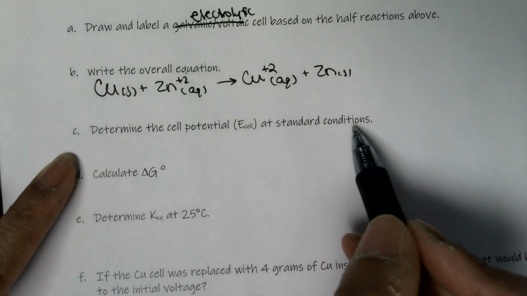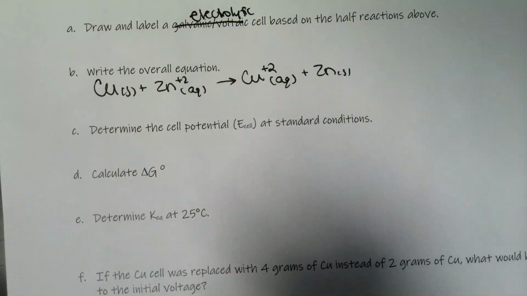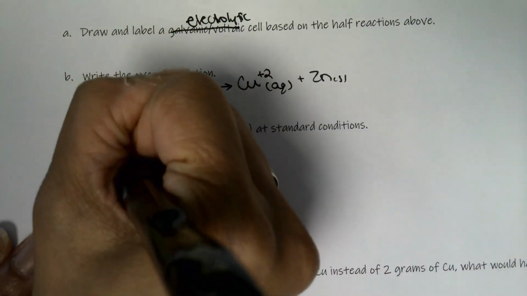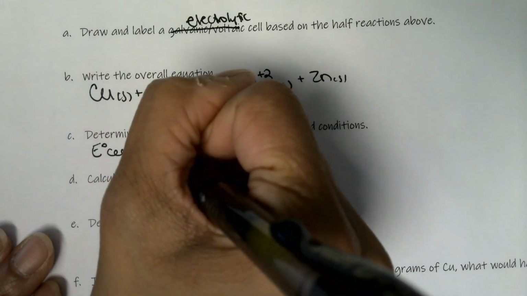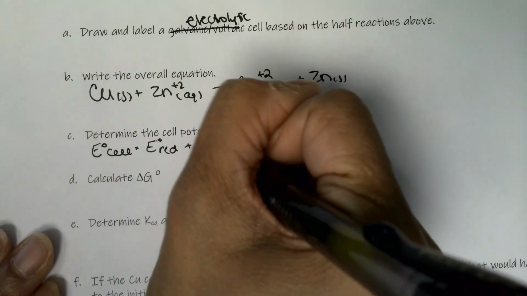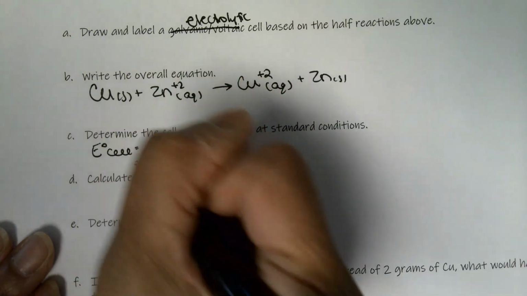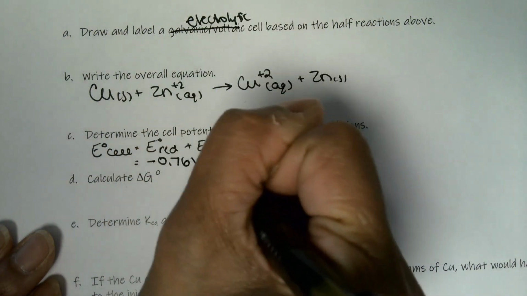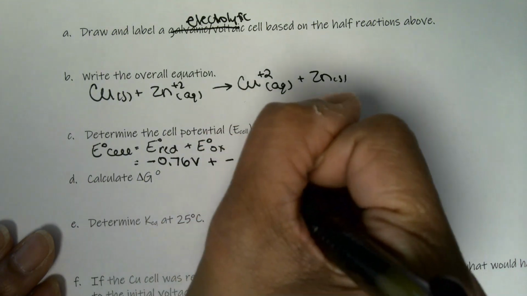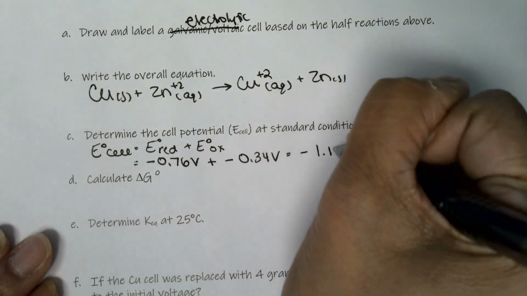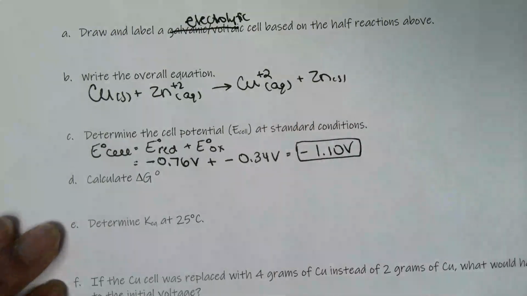Proceed, determine the cell potential at standard conditions. So again, I can go back to my equation. I did switch signs, so hey, I might as well use this one while I'm here. So my E cell is equal to the E of the reduction plus the E of the oxidation. So this is equal to, let's see, reduction is negative 0.76 volts plus my negative 0.34 volts. So that should be a negative 1.10 volts. And that makes sense because this is not spontaneous.